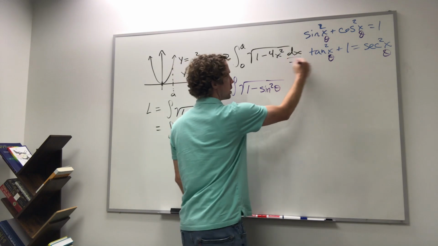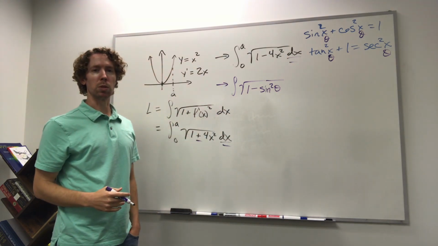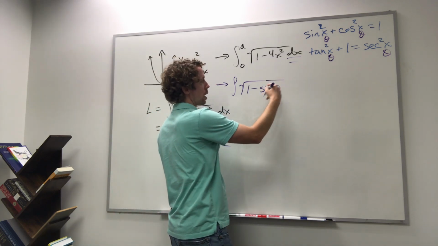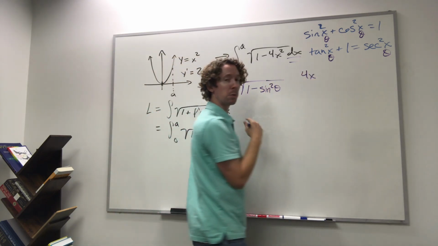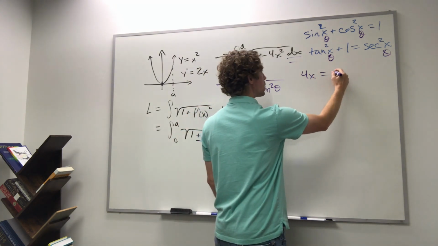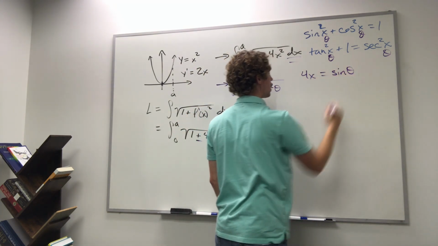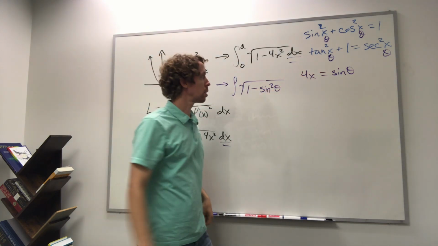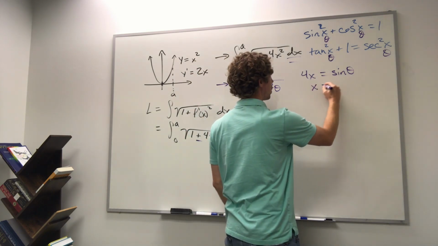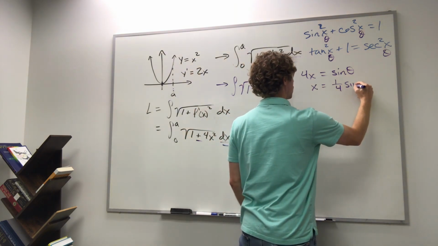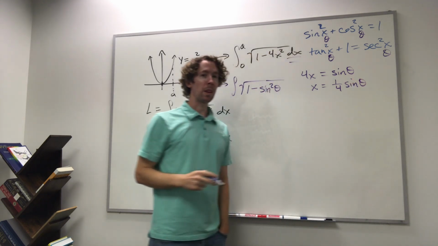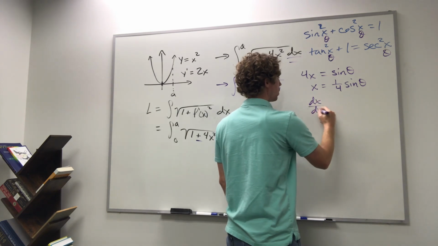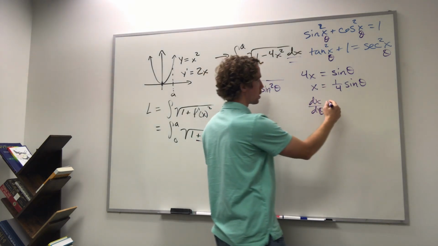And then this dx, I'm not sure what that's equal to in terms of d theta, but I can figure it out. So what I did to get to here was I said for x, I'm choosing for x to be equal to sine theta. And so I can say exactly what x is in terms of theta. Divide both sides by 4. Now I can take the derivative of both sides with respect to theta, or take the derivative of x with respect to theta.